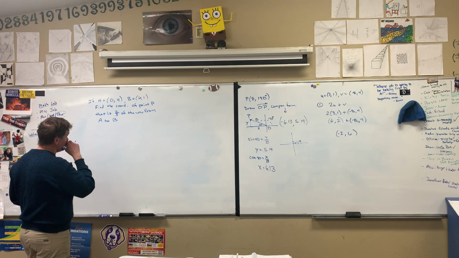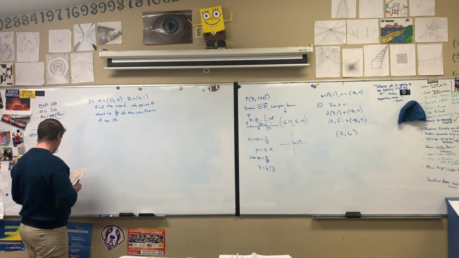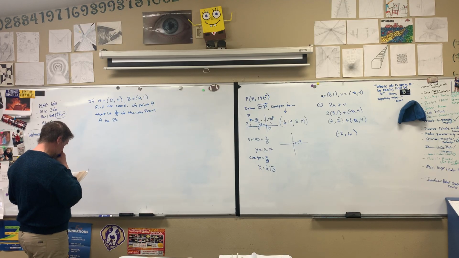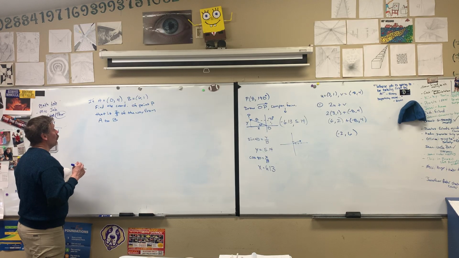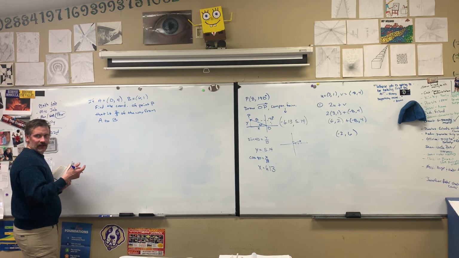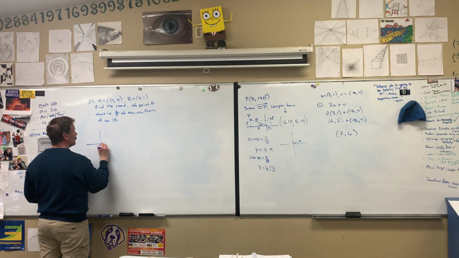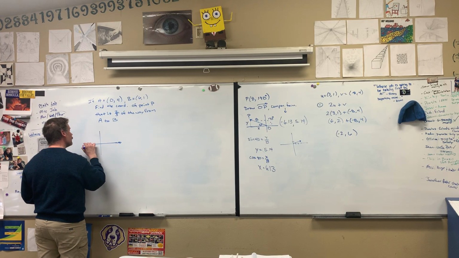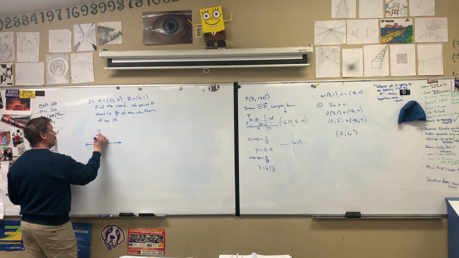Alright, so if A is (0, 4) and B is (6, 1), find the coordinates of point P, which is 2/3 of the way from A to B. One of the errors on problems like this is that people are thinking distance stuff. So you say, okay, A is (0, 4), over 0 and up 4, and then B is over 6 and up 1.